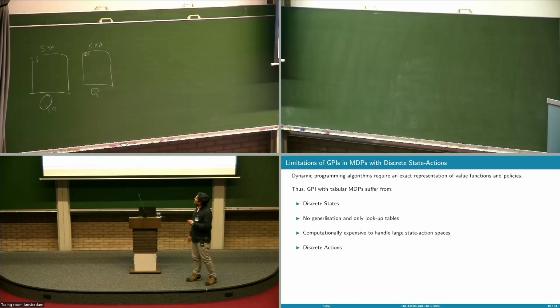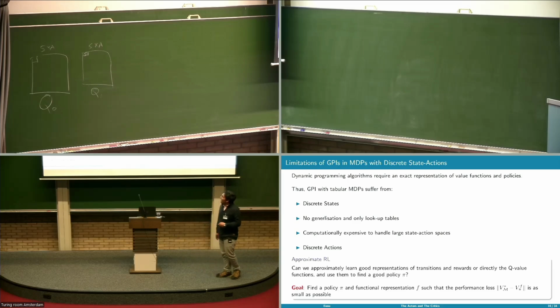So now we have come a long way, and the idea is how we can make it work even if we don't have these exact lookup tables, if we don't have the exact transition and reward function. And there comes the story of approximate reinforcement learning. The idea is, can we approximately learn good representations of the policy and its returns? Or can we learn good representations of the transition and rewards so that that helps us find a good enough policy pi.